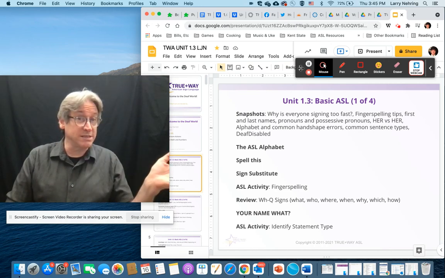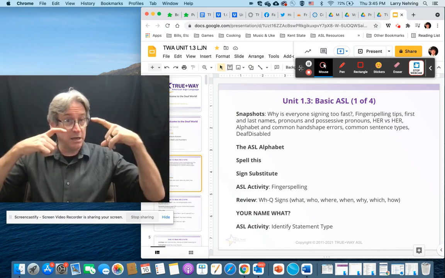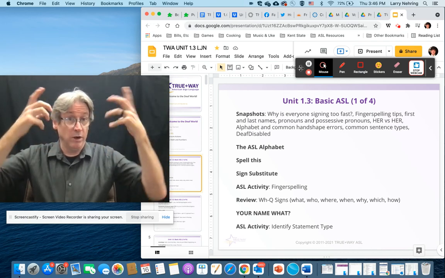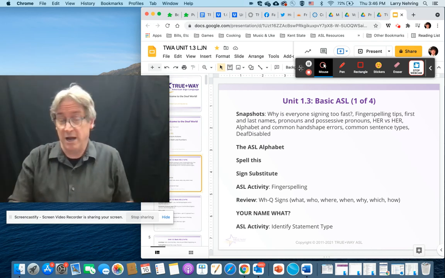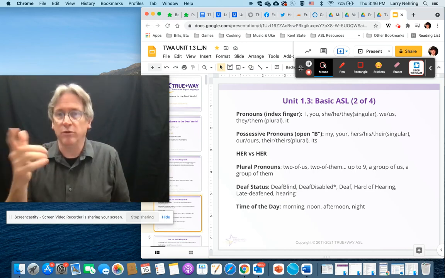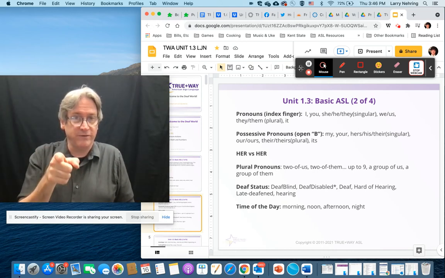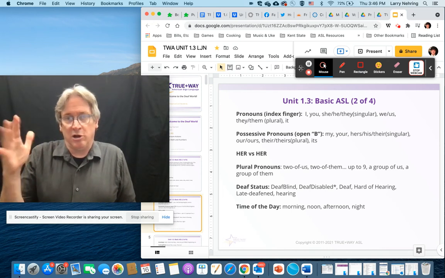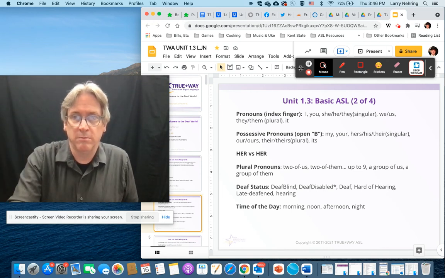Ideally, even if you don't know the signs, you should be able to know what kind of sentence it is based on the eyebrow movement and the non-manuals. Again, we'll go through pronouns using the pointer finger and using the possessive pronouns. Her versus her.